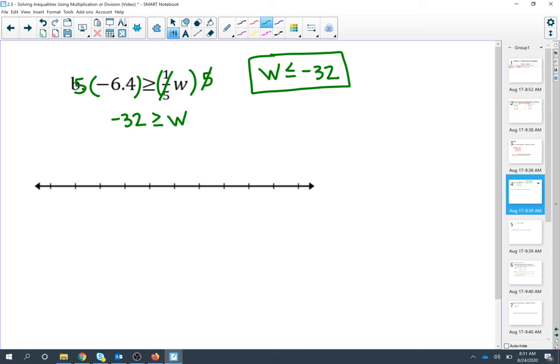So then in order to graph that, you can put -32 somewhere in the middle-ish, and then -31, -30, -29, -28, -27, -33, -34, -35, -36. And you don't have to number each tick mark. If you wanted to skip every other one, that's perfectly acceptable. So W is less than or equal to -32, so I'm going to put a closed dot, and then less than, I'm going to shade to the left.